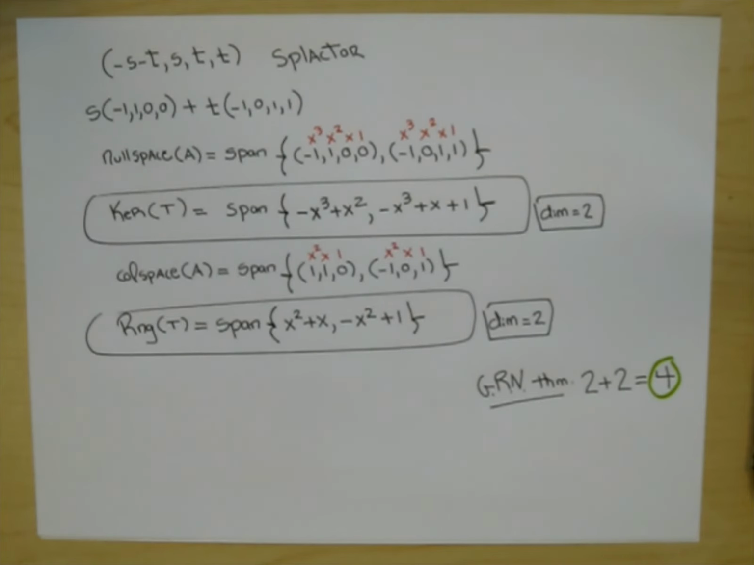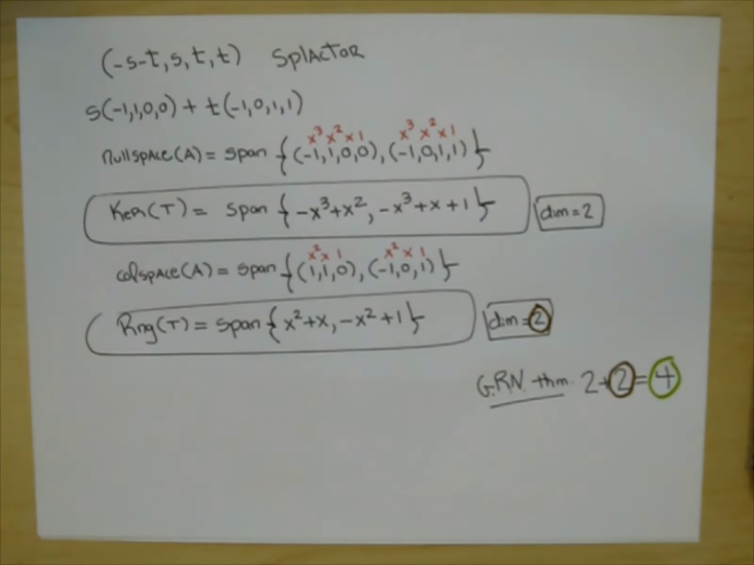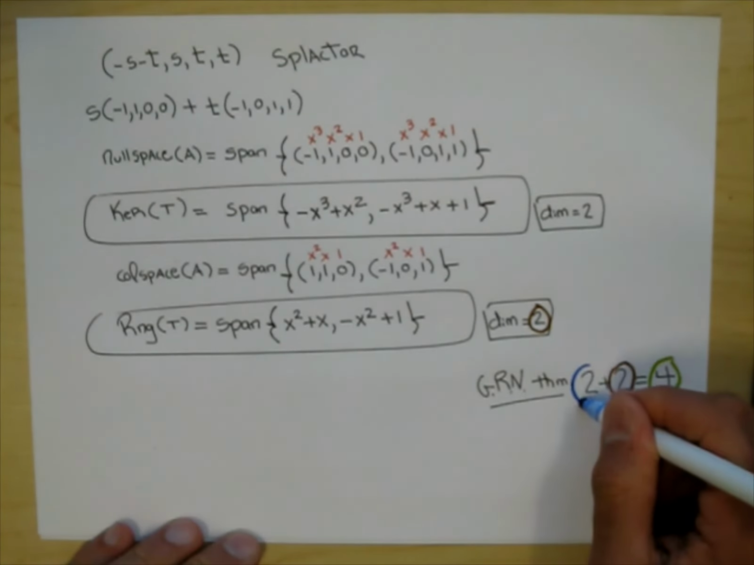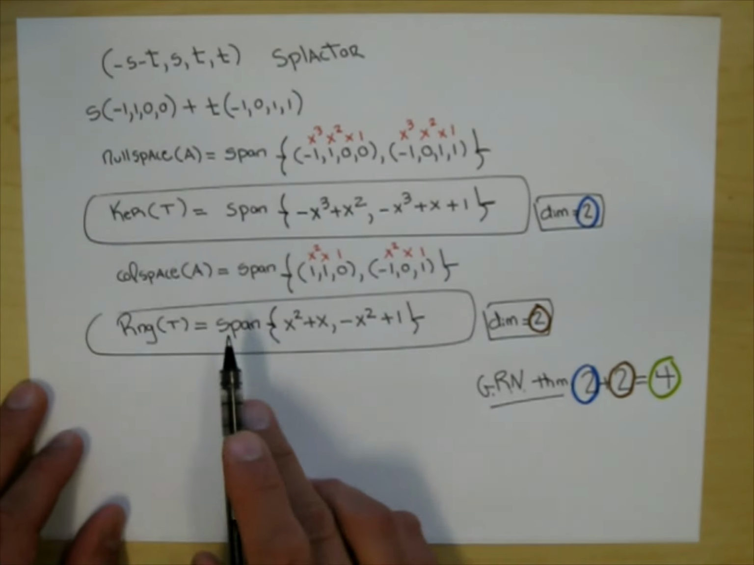Where's the brown pen? This 2 is that one right there. And this 2 is that one right there. So the general rank nullity theorem still works, will always work. Let's talk about one-to-one and onto.